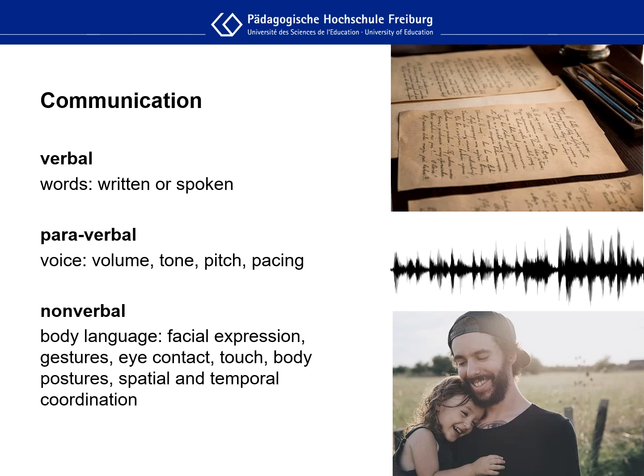Communication is divided into verbal communication, which is everything you say with words, written or spoken. Paraverbal communication, which is everything you add with your voice, like volume, tone, pitch and pacing. And nonverbal communication, which is everything you communicate with your body, including facial expression, gestures, eye contact, touch, body postures, or spatial and temporal coordination.